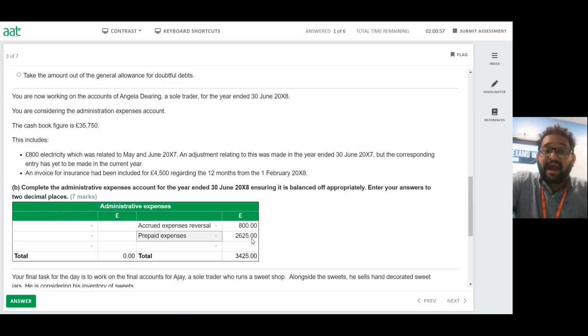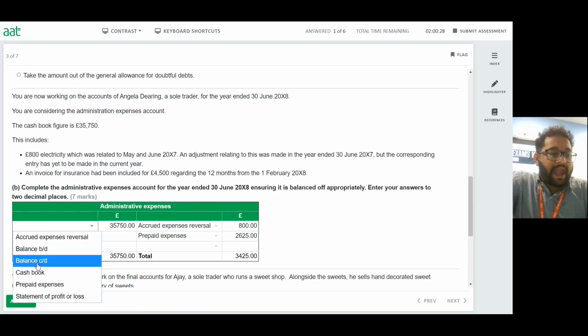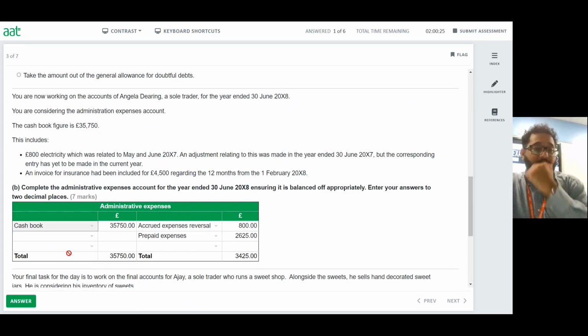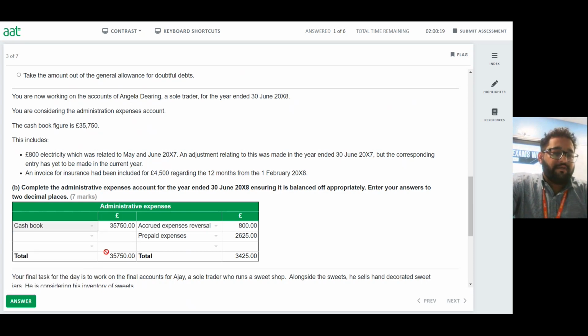Remember, if I enter that here as a credit entry, we create a debit account of prepaid expense. And remember, that is an asset. A prepaid expense is something we paid more than what we owe. Therefore, we create an asset account which will go into my statement of financial position. Next year, that will get reversed. But for this year, we have to take it out of this expenses box, 35,750.00, which is the total bank payment. So we're going to say it is from the cash book because we don't have a bank entry here. So we choose the possibly right answer of cash book.